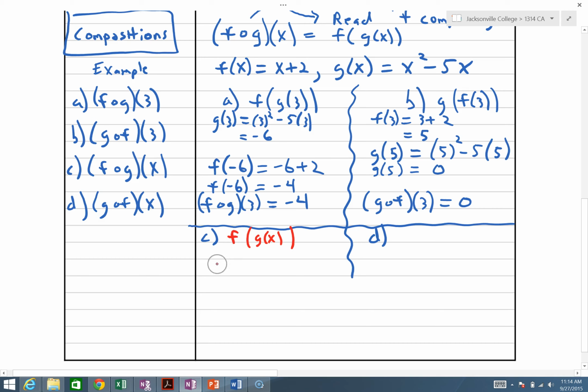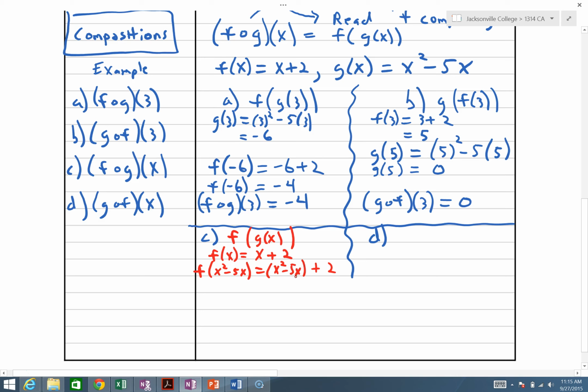Well, let's start with what is F of X. F of X is X plus 2. Now, I'm going to take my function G and substitute it every place I see an X. Function G is X squared minus 5X. So, F of the G of X is coming in here. Again, G of X is X squared minus 5X. So, in here goes X squared minus 5X. Equals, instead of X, I'm going to use a parentheses to show my substitution. Instead of X, I'm putting the G function in here: X squared minus 5X.